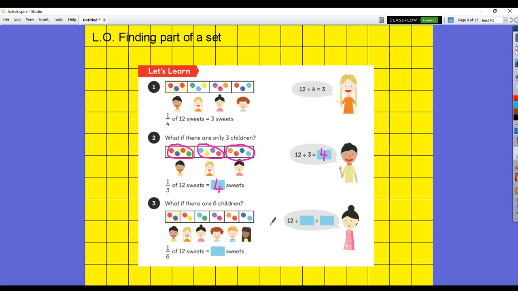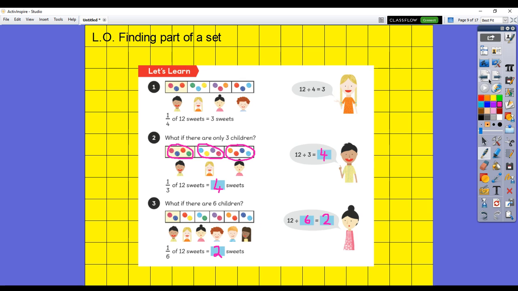What's our calculation going to be? Well, we've still got 12 sweets altogether, so it's going to be 12 divided by 6. How many 6s make 12? Well, we know that one because double 6 makes 12. 2 is a double, so 12 divided by 6 equals 2. So a sixth of 12 sweets is going to equal 2 sweets, okay? And if we had them, we would share them out, and this is what they would look like.